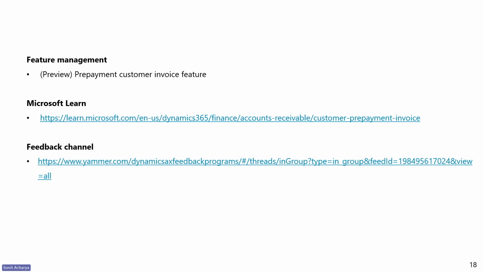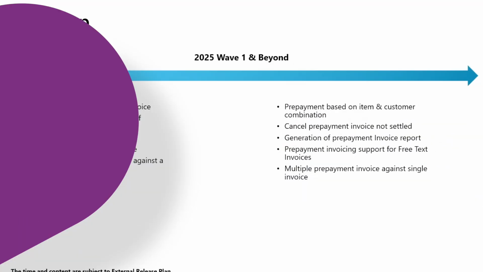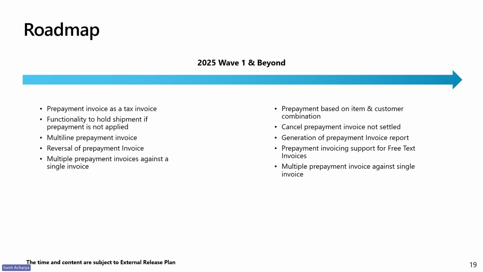Now let's move on to the roadmap that we have planned. As you can see, the first one itself is the prepayment invoice as a tax invoice that we explained, which was scenario 2. And some of the top highlights or top priority items that we have in mind are multi-line prepayment invoices, multiple prepayment invoices against a single invoice, and prepayment invoicing support for free text invoices, which is not supported today, along with canceling the prepayment invoice if not settled.